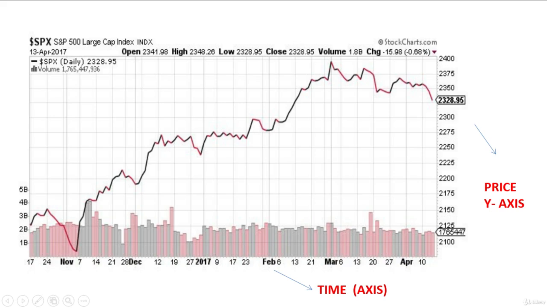As you see on your screen, a sample of a basic chart on which we represent two scales. The first scale is the y-axis, that is the price interval, and the next scale is the x-axis, which represents the time. So we divide charts into two forms, time scale as well as price scale. First we discuss charts which have a time scale.